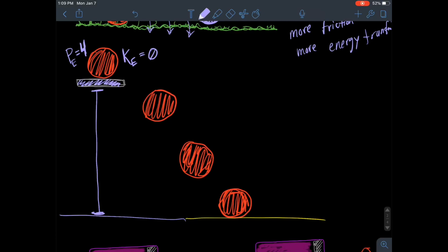But if we were to push this ball off of the platform, if we were to remove the platform and allow this ball to start dropping, this ball is still off of the surface of the earth.